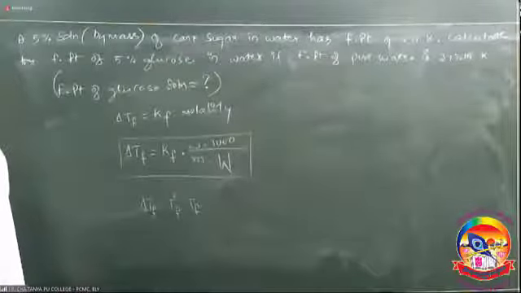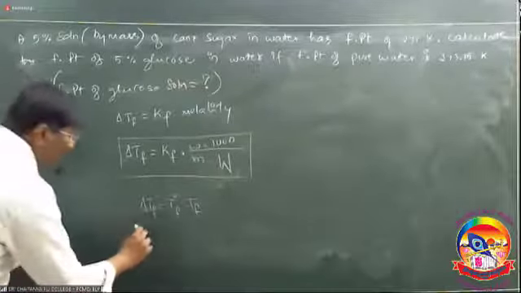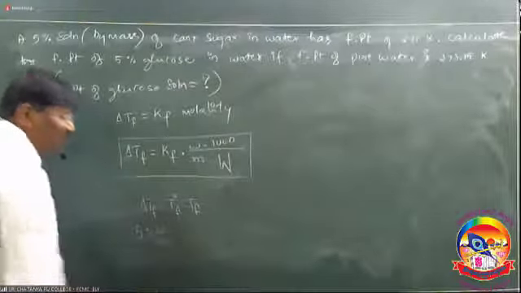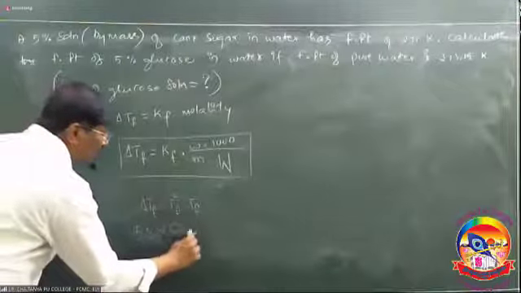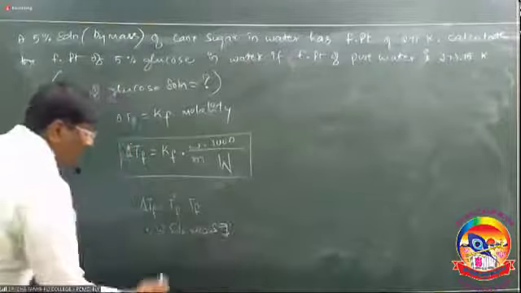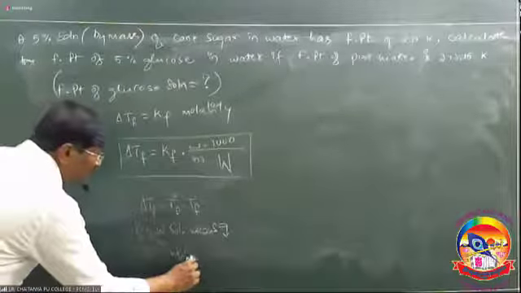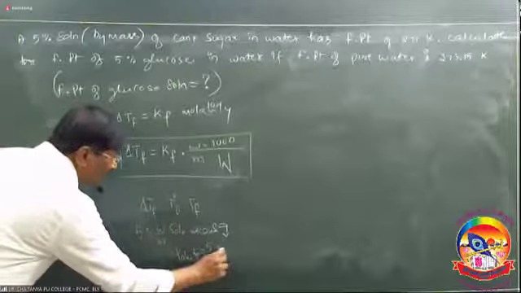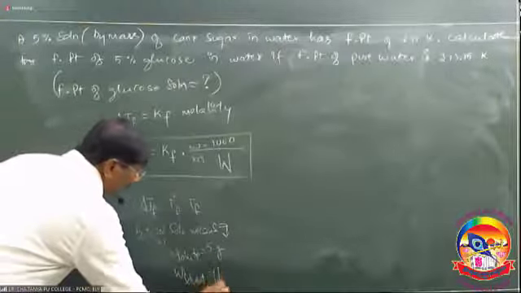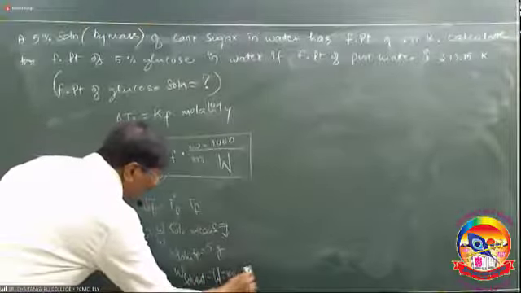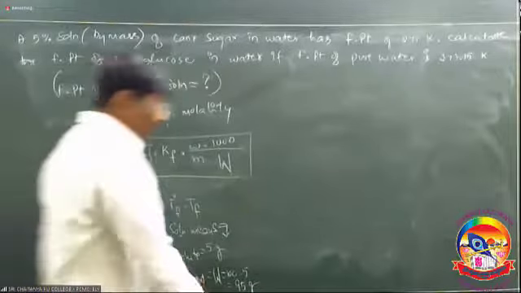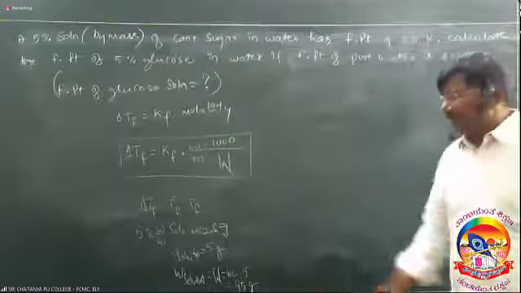Okay, so here one thing you should know. 5% W by W solution means the weight of solute is 5 grams. Weight of solvent, capital W, how much? 100 minus 5, 95 grams. Is it not? Weight of solvent is 95 grams.